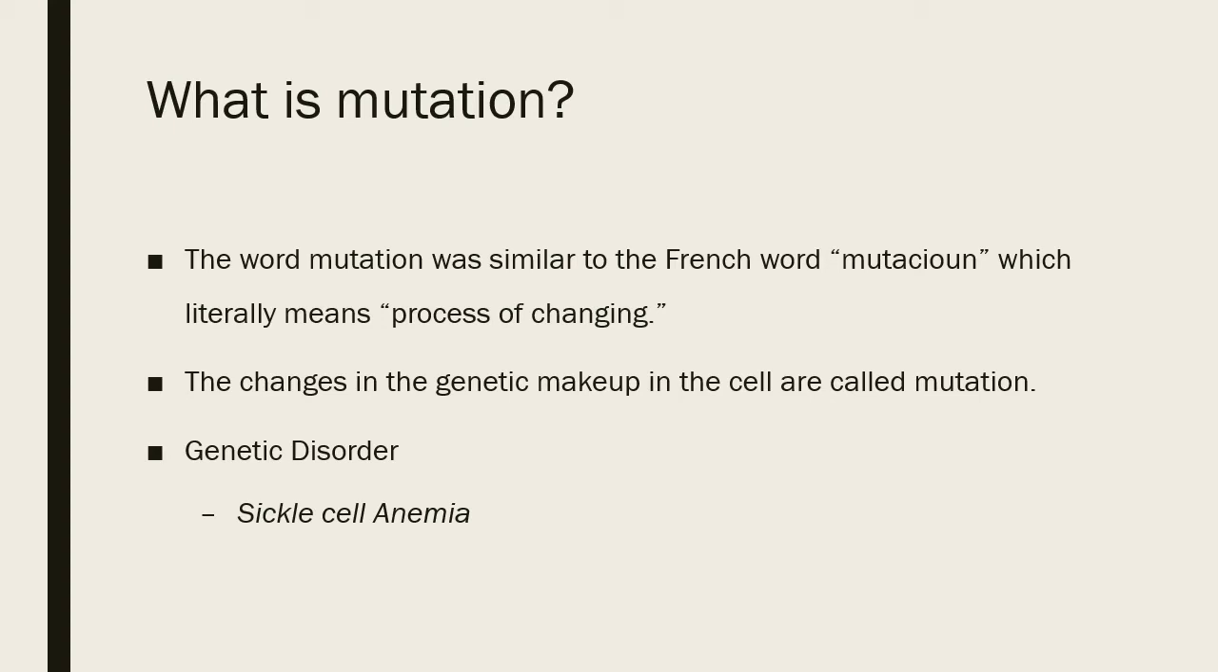And if there is a change in the genetic makeup, it will appear as a genetic disorder in an organism. One example of a genetic disorder among humans is sickle cell anemia, in which only one amino acid changes in hemoglobin, which is an oxygen carrying protein, and causes the disease.